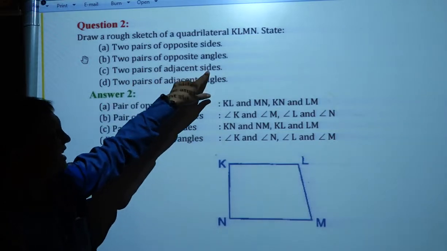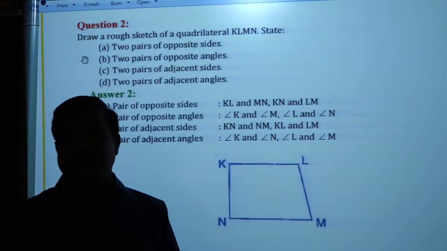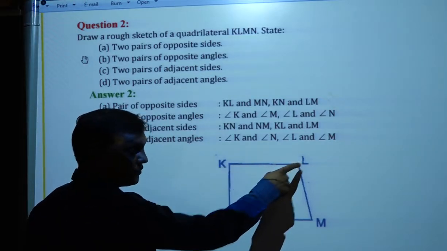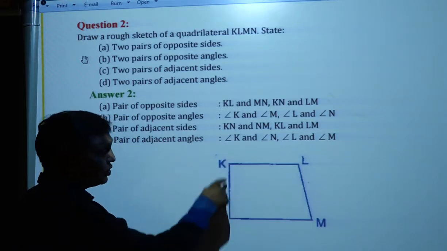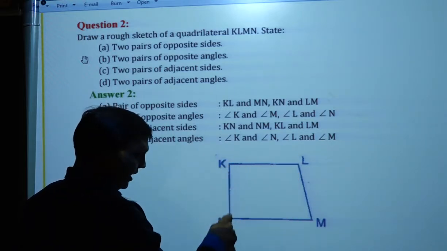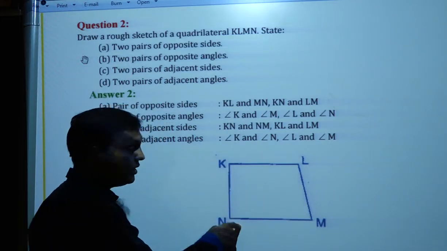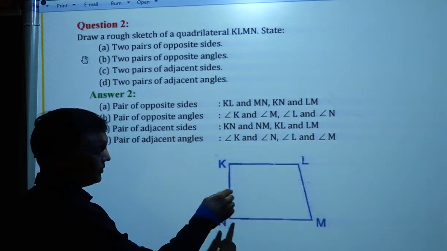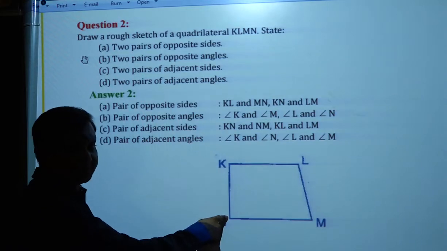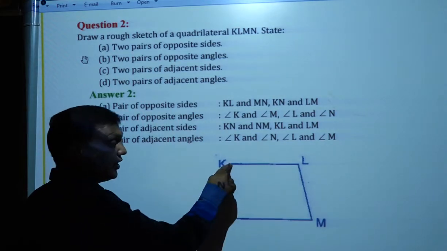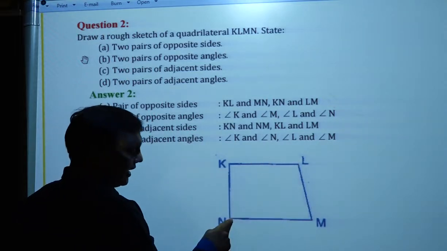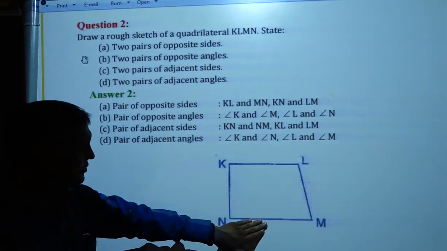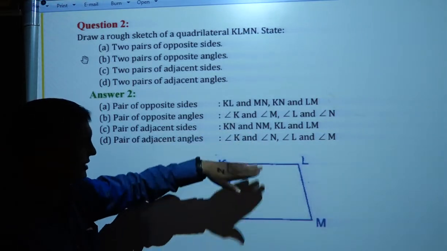Two pairs of adjacent sides. When we learned the chapter, I showed adjacent sides. Adjacent side means, if I take this side KN, KN is opposite to LM, and KN is adjacent to KL and also adjacent to NM. Sorry, in pronunciation I said opposite. This side is adjacent, not opposite. KN is a line. Which ones are adjacent to KN? KL is adjacent and NM is also adjacent. Adjacent means whatever line is given, beside that line is adjacent.